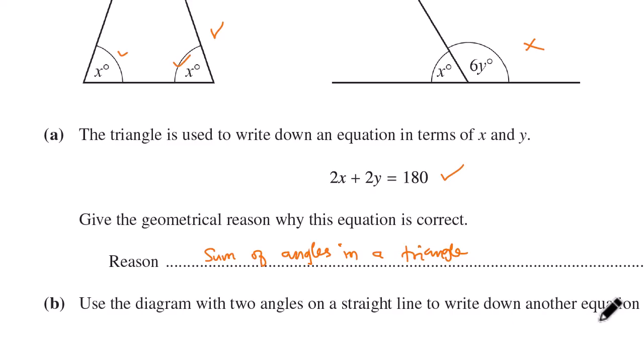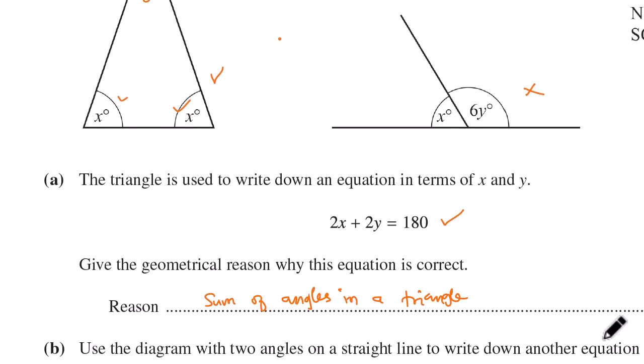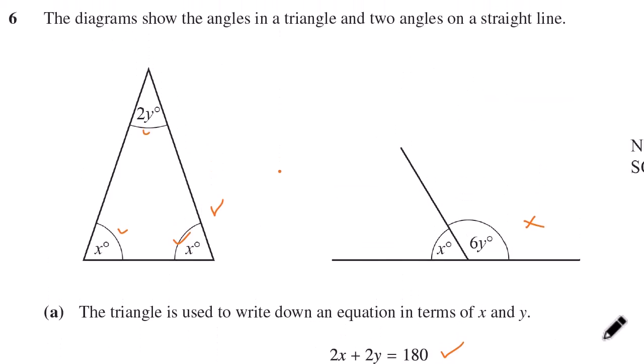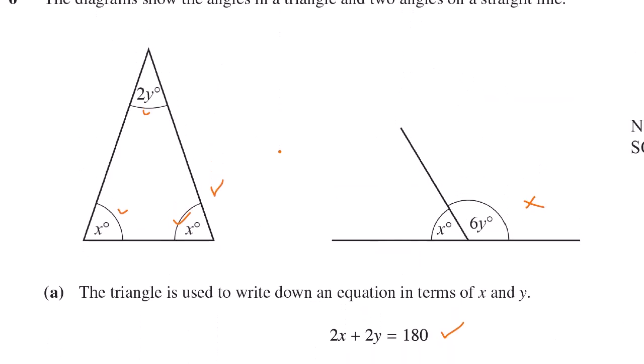The question then said, use the diagram with 2 angles on a straight line to write down another equation in terms of x and y. So how do we write the equation for this one? You can pause this video to give it a try. What did you get? If I'm going to solve this, there's really nothing to solve there because they already said this is a straight line.